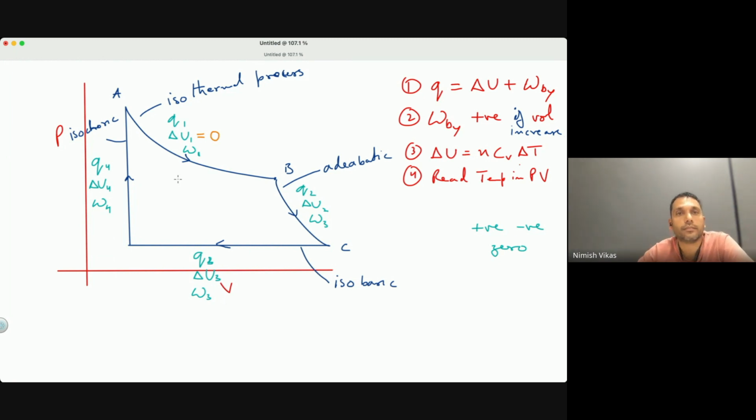Even easier is work. Because for temperature you have to at least read the temperature. Well, reading volume is even easier because it's a PV diagram. So anybody can tell me about work?